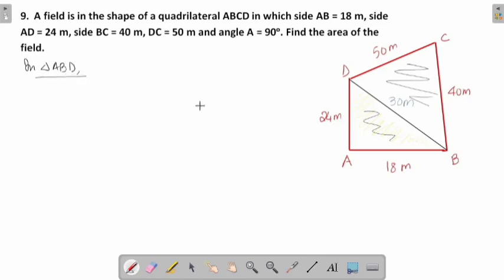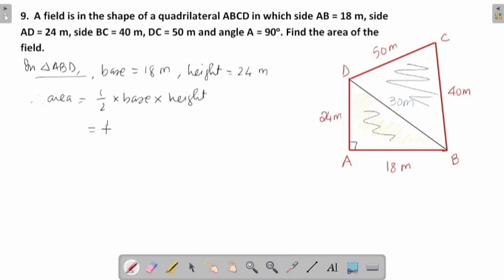If I call this my base, the base is 18 meter, then what will be the height? This will be the height, because this is your 90 degree, remember? So your height is 24 meter. Therefore, I'm finding the area of triangle ABD, remember? So area will be half into base into height.